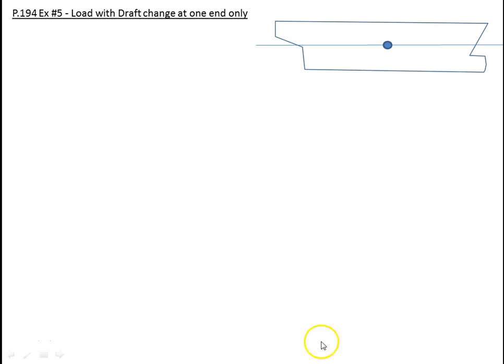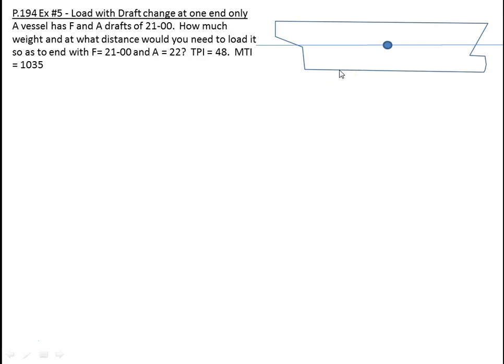Okay, so you can kind of think about this. We might have loaded down to where we want the forward drafts to be, but we want to put more weight on because we're not at our aft drafts yet. So we want to figure out where we can put some weight so that this draft will remain the same here, but this one will get deeper. All right, and so here's the problem.